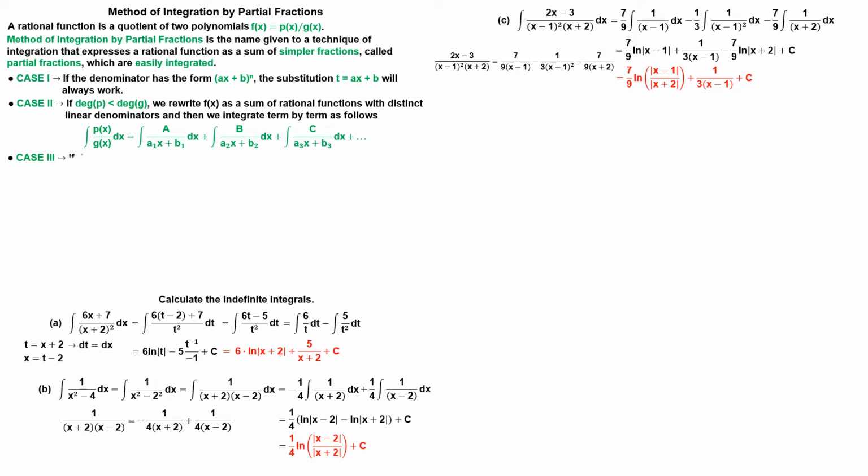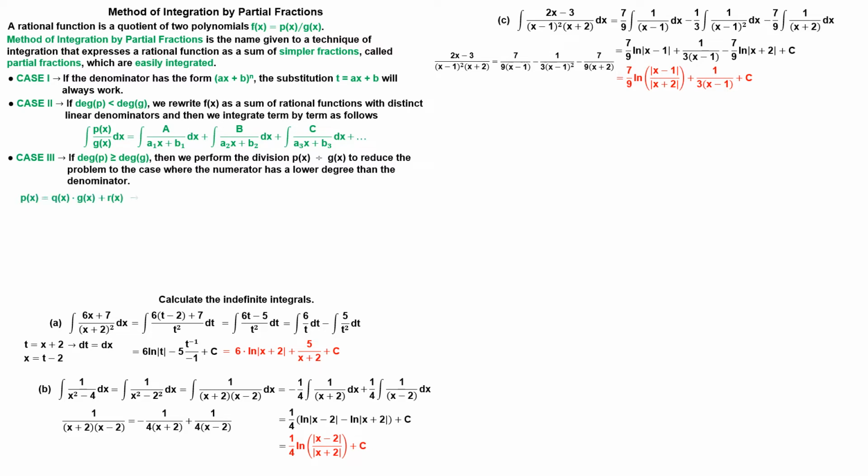Case 3. If the degree of p of x is greater than or equal to the degree of g of x, then we must take the preliminary step of dividing g of x into p of x to reduce the problem to the case where the numerator has a lower degree than the denominator. After that, we write the integrand in the form.